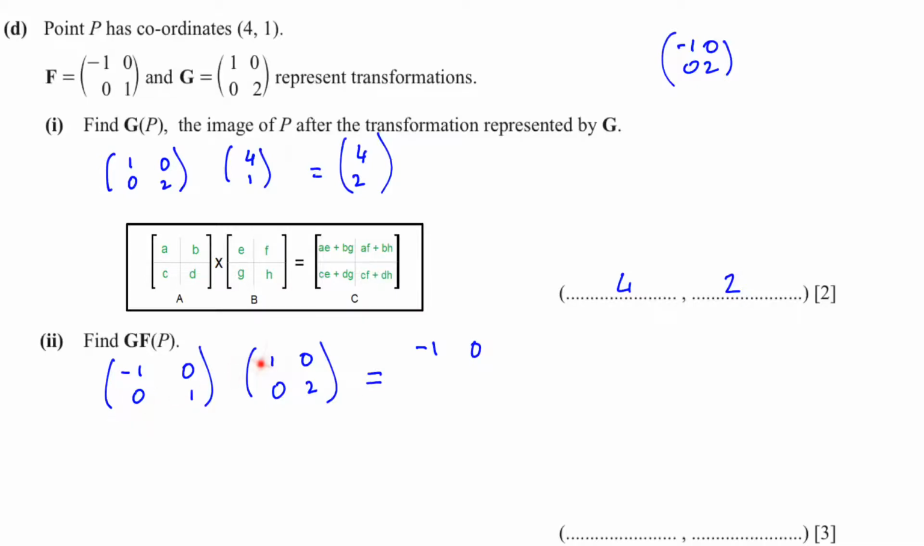Then 0 multiplied by 1, 0. 1 multiplied by 0, 0. This is going to give us 0. And then we are going to multiply this row with this column. 0 multiplied by 0, 0. 1 multiplied by 2, 2.